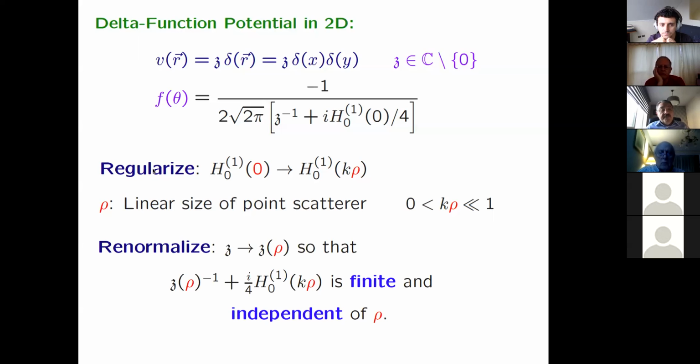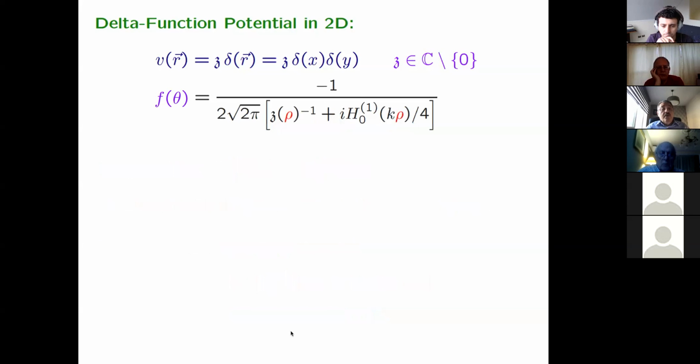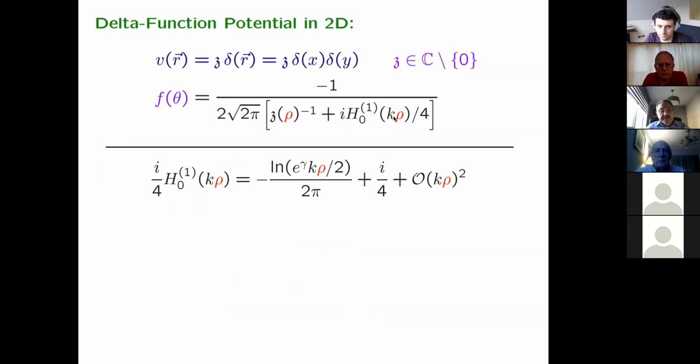And then after regularization, you do a coupling constant renormalization. You allow your coupling constant to depend on this rho. This is the scale of renormalization now, in such a way that what happens in the denominator, which is a physical quantity, should be finite and should be independent of the renormalization scale. So you obtain this formula, which is the same as before. I just have that rather than zeta, I have zeta of rho, and rather than 0, I have k times rho. And since k rho is very, very small, I look at the asymptotics or the expansion of the Hankel function for a small argument.